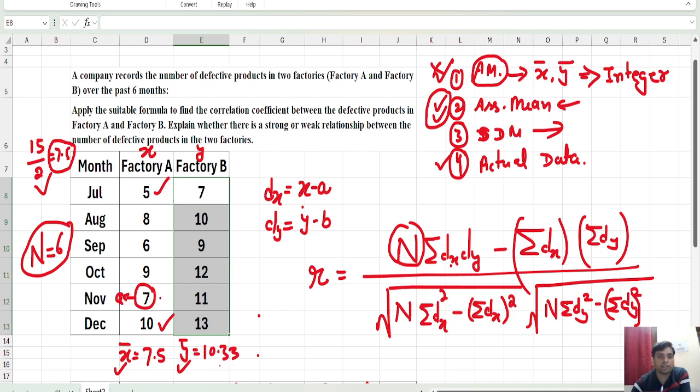Now we will consider the corresponding value of y as b always. If you take any other value of y as b, then you will get a wrong answer. So always take the corresponding value of a as b. First task is calculation of dx, second task is calculation of dy. Then we will prepare columns for dx square and dy square, and a column for dx dy.